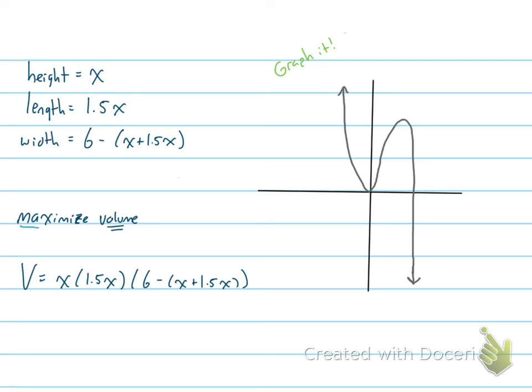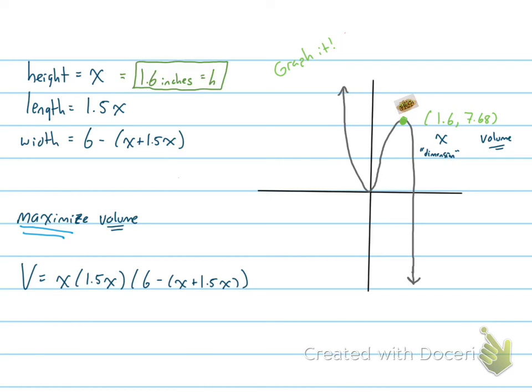Finally, I want to maximize my volume. So I'm going to be looking for my relative maximum, which is going to be up here. When I graph this and use my graphing calculator, I'm going to find that my relative maximum is at (1.6, 7.68). So finally, to end this video, let's talk about what those values mean. 1.6 is what my x value should be to maximize my dimensions, and that maximized volume for that Crunchwrap would be 7.68.